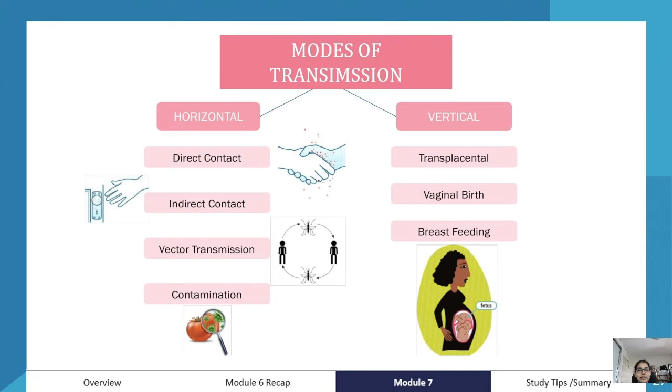Then we've got the vertical mode of transmission, and that includes transplacental transmission, vaginal birth, and also breastfeeding. For example, with breastfeeding, if the mother has any pathogens, they can be transmitted to the child. Same thing with vaginal birth and also transplacental transmission.